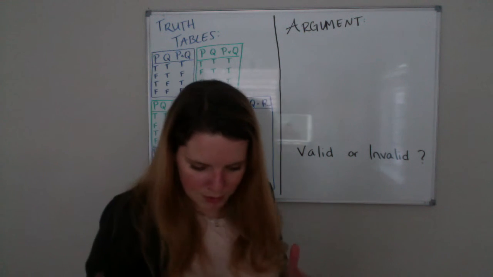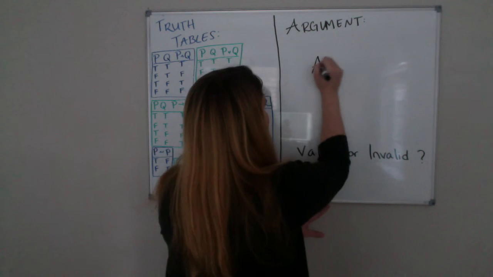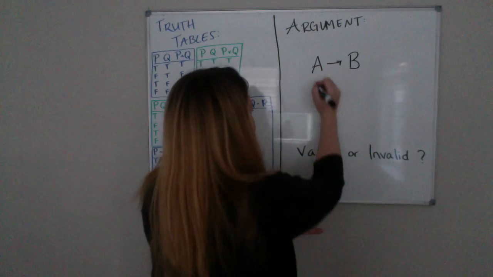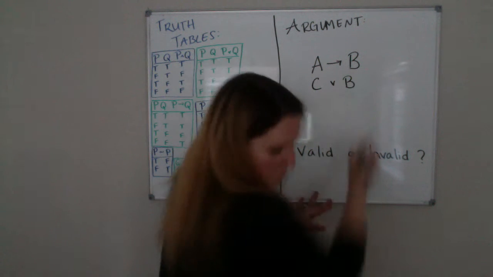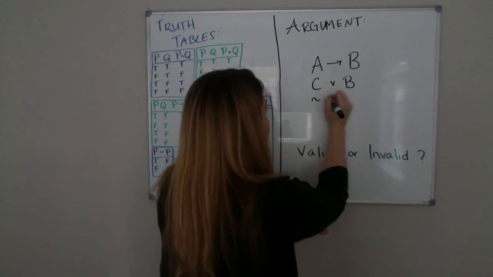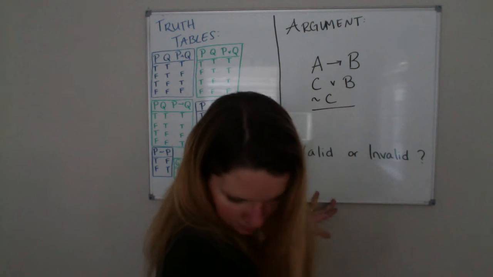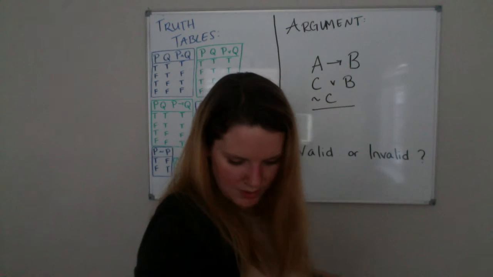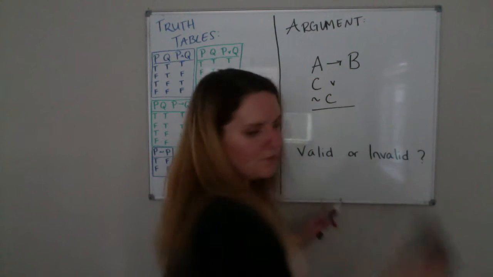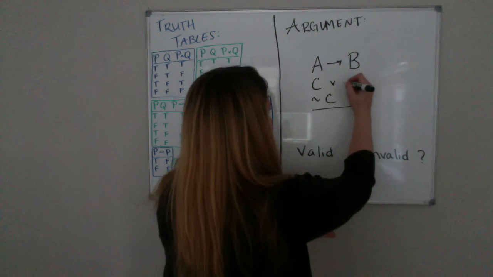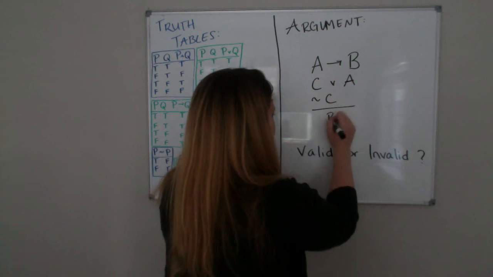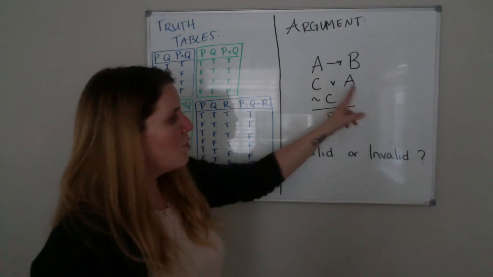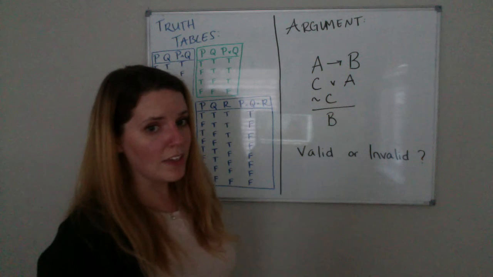So our second example is this. If A, then B. Second premise: C or A. Third premise: not C. Therefore, B. Sorry about that, you guys, I misspoke. So our second premise is C or A, and our conclusion is B. So first premise, if A then B, then C or A, then not C, therefore B.